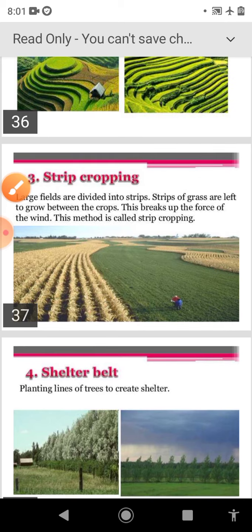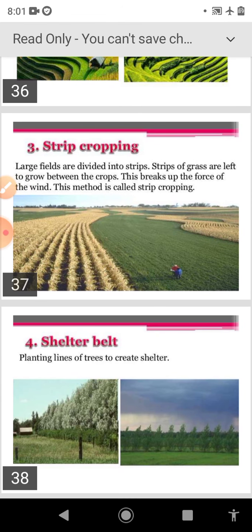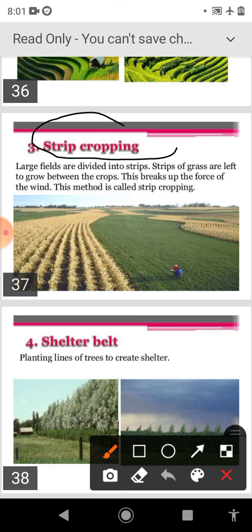Then another one, that is strip cropping. In this type of farming, large fields are divided into a number of strips, or smaller pieces of land, and strips of grass are left to grow between the crops, and this breaks up the force of the wind. This method of cropping is known as strip cropping.